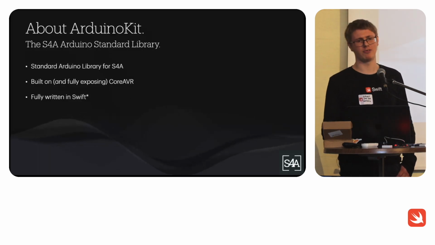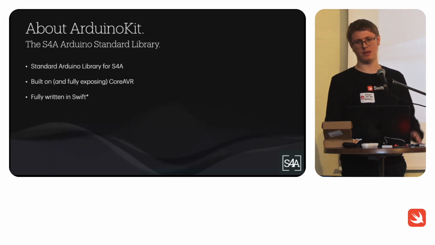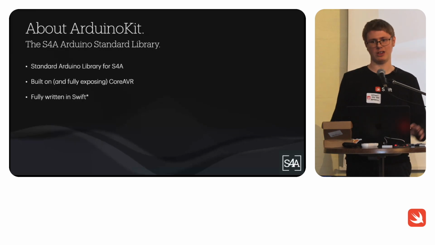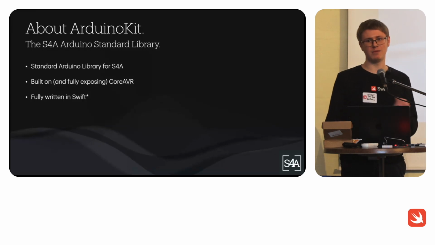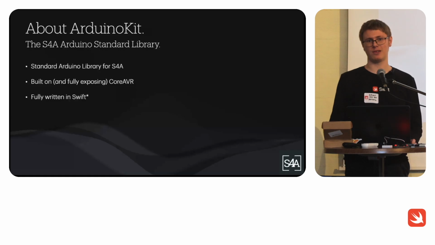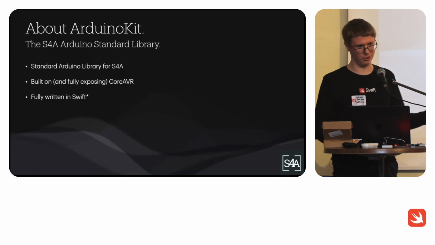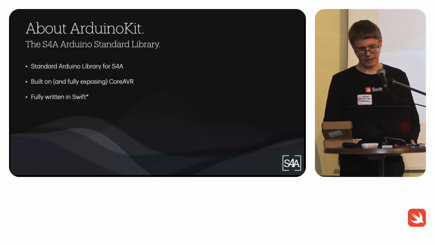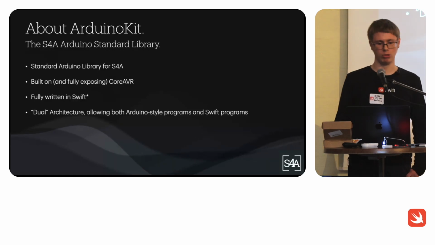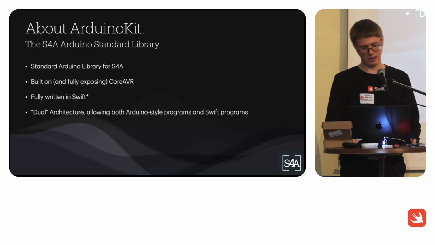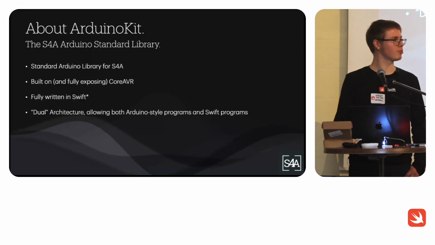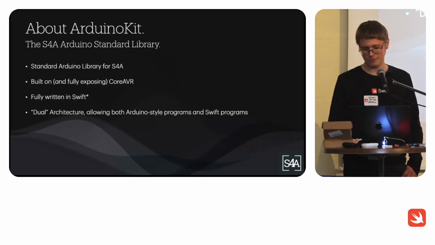Maybe I should explain what the asterisk means. It basically means, as you know, Swift is a safe language, and poking random data into random memory addresses isn't the safest thing to do, so for that we depend on C. But other than that, it's fully Swift. And ArduinoKit uses a so-called dual architecture, allowing both Arduino-style programs and Swift programs. More about that in a second.